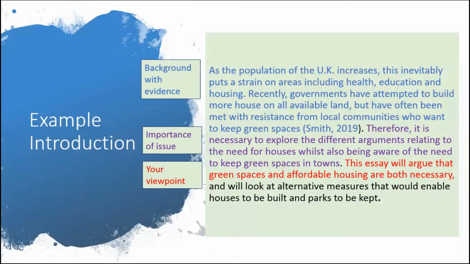And your main body should go into more detail about these issues. And then we have the outline. It says "We'll look at alternative measures that would enable houses to be built and parks to be kept." In other words, that's what I expect to see in the essay. I expect the arguments about why green spaces and affordable housing are both necessary. And also, I expect you to show me alternative measures. Notice it's measures, so obviously it's more than one. So be clear in your own mind what the rest of the essay is about, and make sure the reader is clear as well.